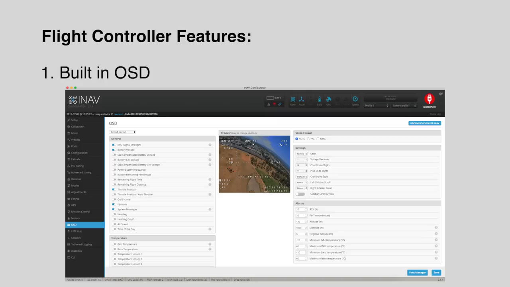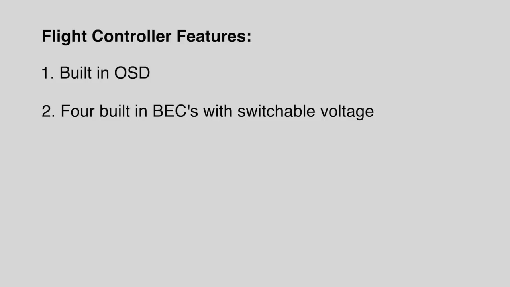To start with, we're going to have a look at some of the features on this flight controller. The first one is that it has a built-in OSD. This means that when you open your iNav configurator, you're able to fully configure an OSD which will display on your goggles when you're flying. The second feature is that this has four built-in BECs with switchable voltage. This is something you wouldn't even expect to see in one of the higher-end flight controllers such as the Vector or the MyFly Dream.